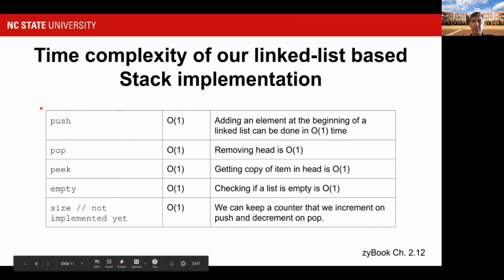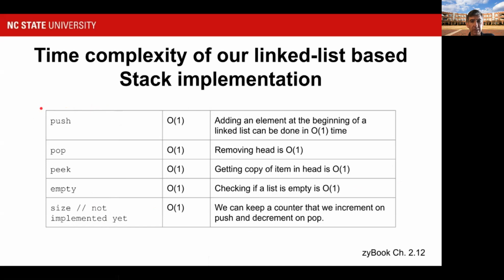Okay, so what's the time complexity of our linked list-based stack implementation? Well, it's pretty good. When we push, we're using our list and we're pushing one element to the front of a list, which we know is O(1). So that means our stack also has O(1). When we pop, we're removing an item from the head of a list, which we know is O(1). And so that means our stack implementation is O(1). When we do the peek, we're just getting the head of the list, which we can also do in O(1). So that means peek is O(1).